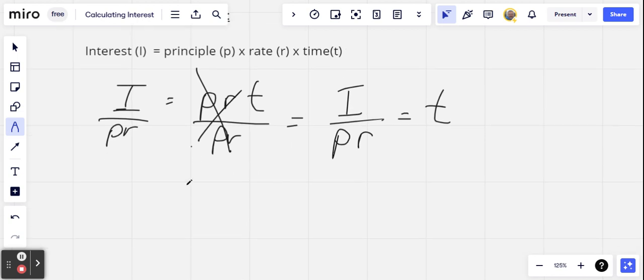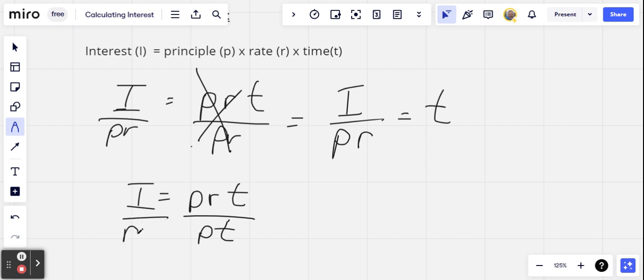And then if we wanted to do the rate, do the same equation, I equals PRT. We could then solve for the rate by dividing both sides by principal times time. Those cancel, so interest divided by principal and the time will tell us the rate that we would be charged.